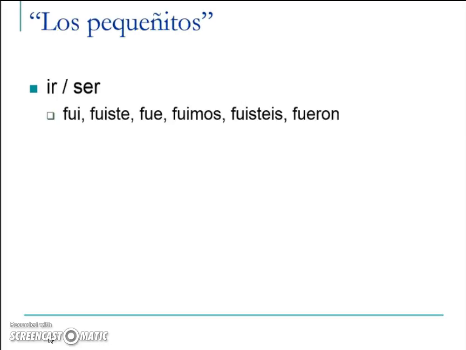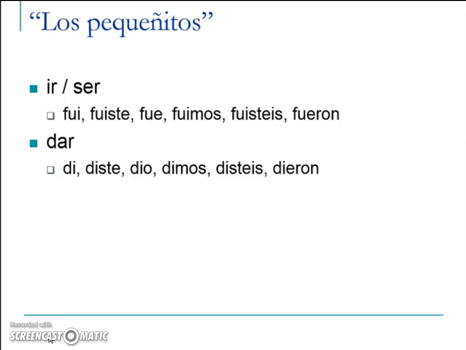So our forms of both ir and ser are fui, fuiste, fue, fuimos, fuisteis, and fueron. Remember that the rule for vosotros is put whatever is in the tú form, then just add is and you get the vosotros form. The next one we have is the verb dar. Dar is irregular. It has actually ER and IR endings. It's an AR verb, but it has the opposite vowel ending, like it has ER and IR. So it's di, diste, dio, dimos, disteis, and dieron.